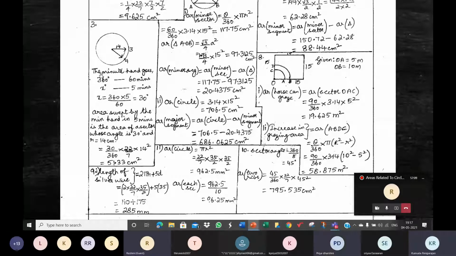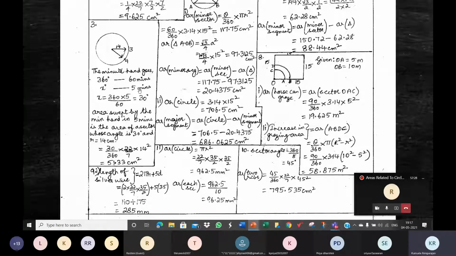Yes, ma'am. The minute hand goes 360 degrees because it is one complete circle. See the pointer, I'm using the pointer to show you. The minute hand goes 360 degrees in 60 minutes.